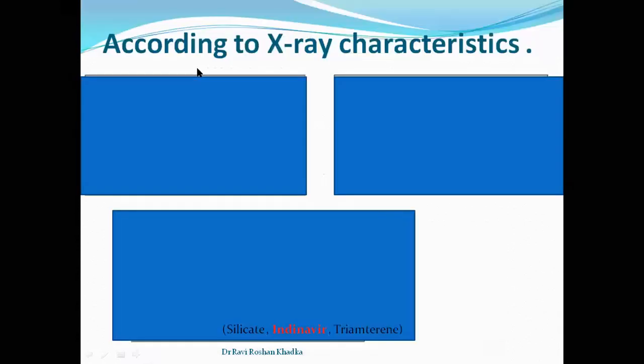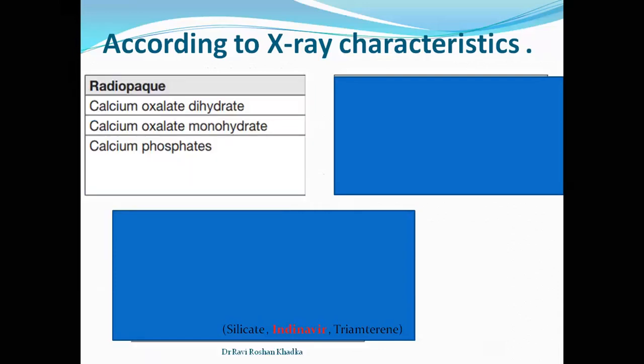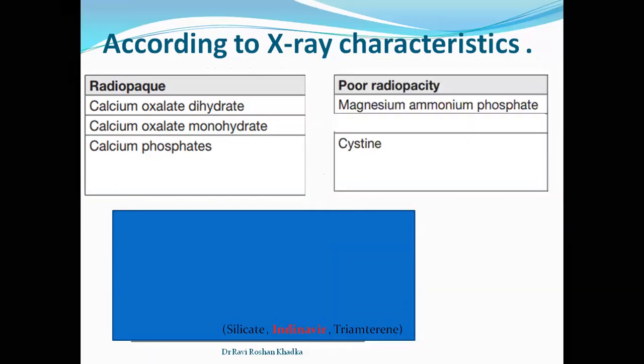Okay, let us classify the stones according to the plain X-ray characteristics. That means some stones can be seen, some stones cannot be seen by the X-ray. So those stones which contain calcium, like calcium oxalate and phosphate, are very brightly white in plain X-ray. That's why they are known as radio-opaque stones. Other stones, though they don't have calcium, can still be seen by plain X-ray, and they are not as white as calcium stones, but still they can be seen.